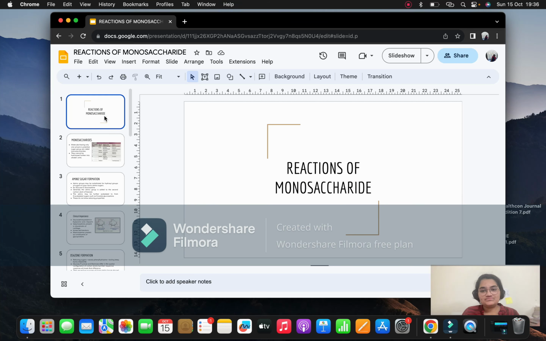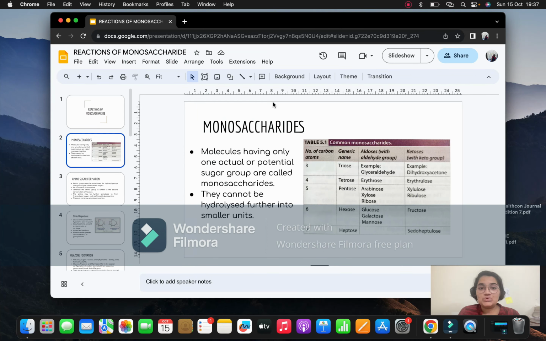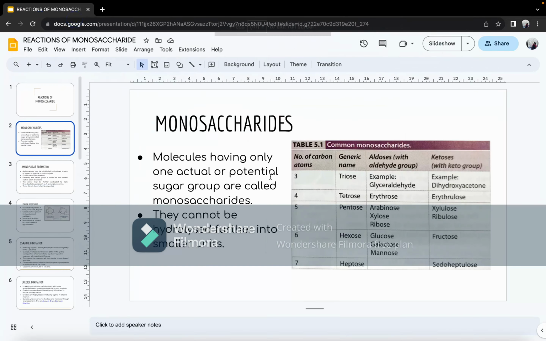So let's get started. First we'll know about what is monosaccharide. Monosaccharides are molecules having only one actual or potential sugar group, and they cannot be hydrolyzed further into smaller units.